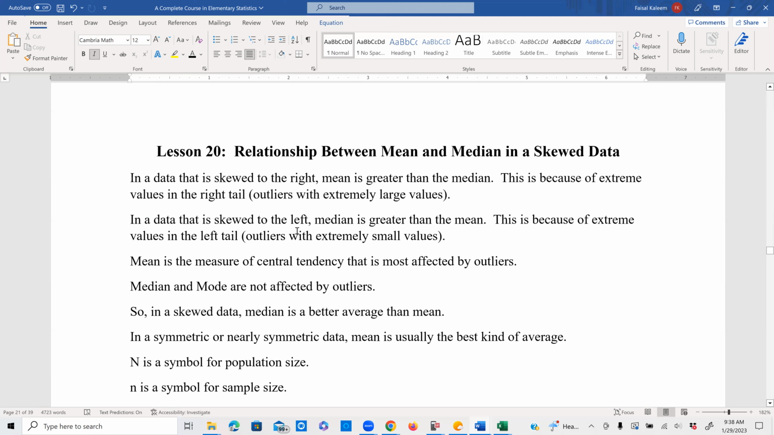Therefore, in skewed left data, the median is greater than the mean. This is because of extreme values in the left tail. So for skewed left data, the outliers lie in the left tail and they are very small values. Mean is the measure of central tendency that is most affected by outliers. Median and mode are not affected by outliers. In skewed data, the median is a better average than the mean. In symmetric or nearly symmetric data, the mean is usually the best kind of average.